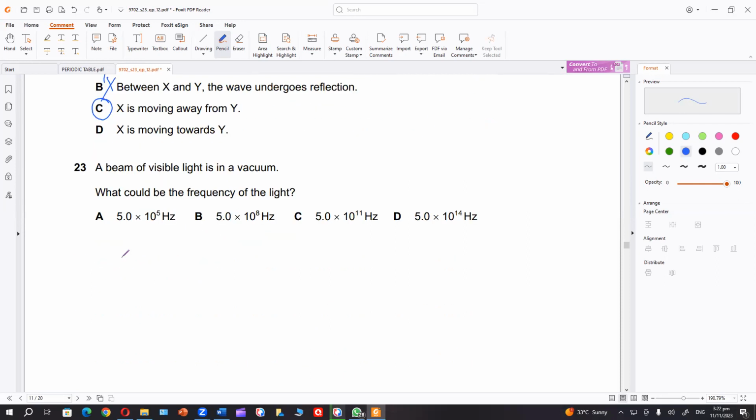A beam of visible light in a vacuum. Look, we're talking about this question. It came from memory: what could be the frequency of light? Actually, this is a big list and people have to learn it, but it's visible light. The frequency of the light. Do you remember this table 23? Yeah, so it will be D.